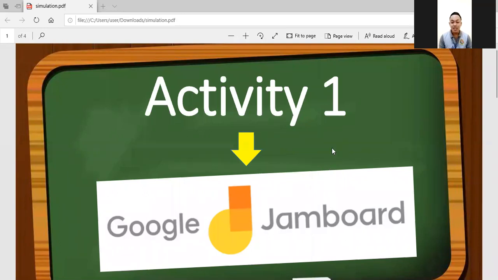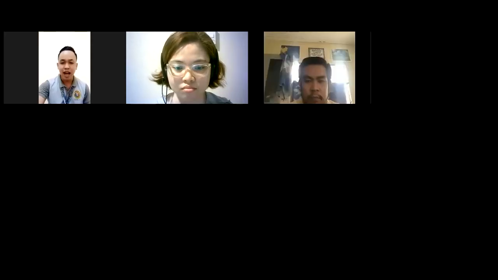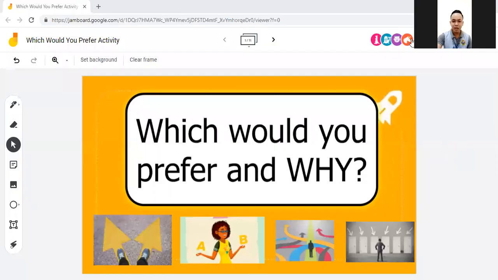Now, we will start our activity using the Google Jamboard. Please listen carefully for the instructions. But before that, I'll be sending the link in our chat box. Okay, the link for the Google Jamboard is now sent in the chat box, and the thing that you need to do is to participate actively in this activity. The activity is called "Which Would You Prefer and Why?"